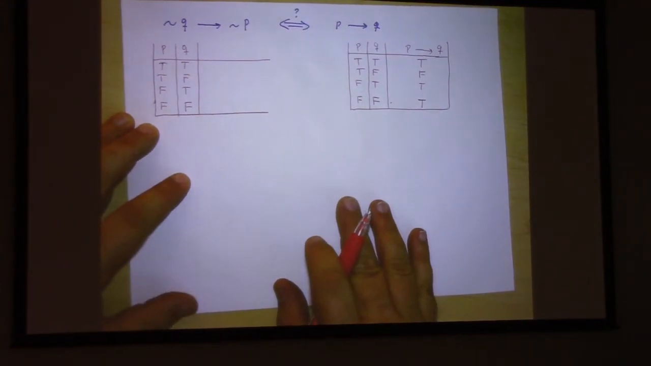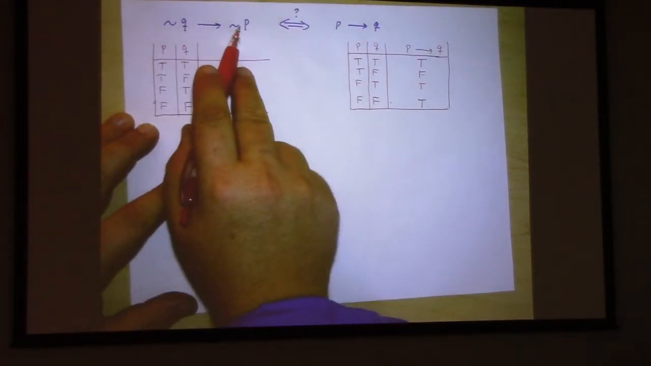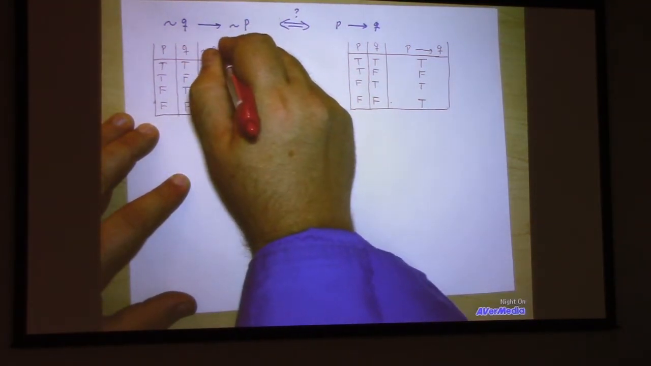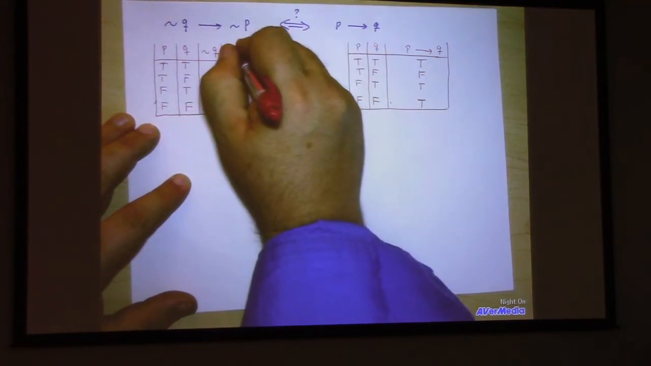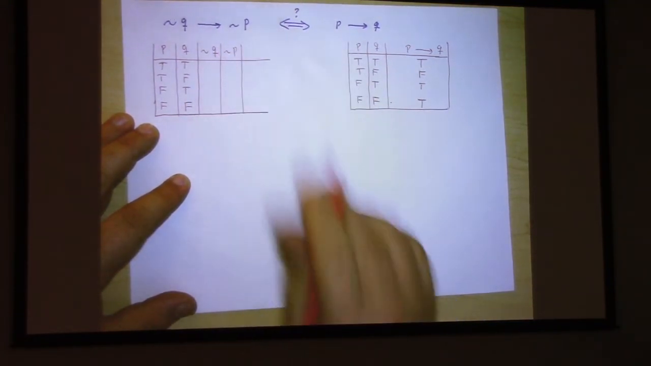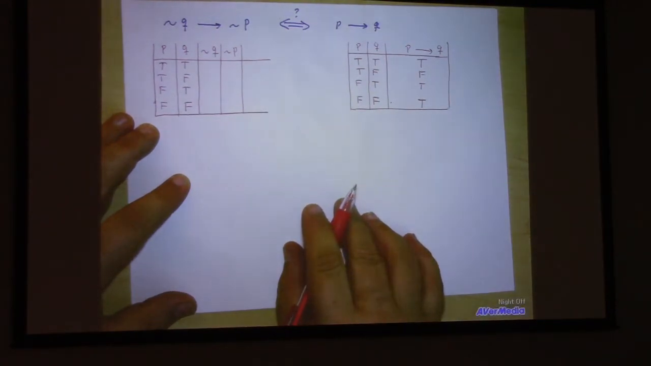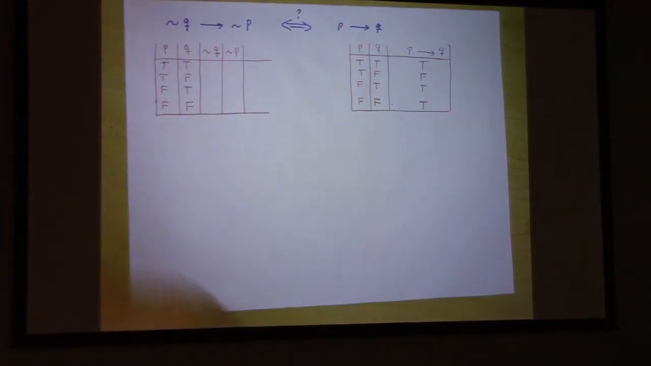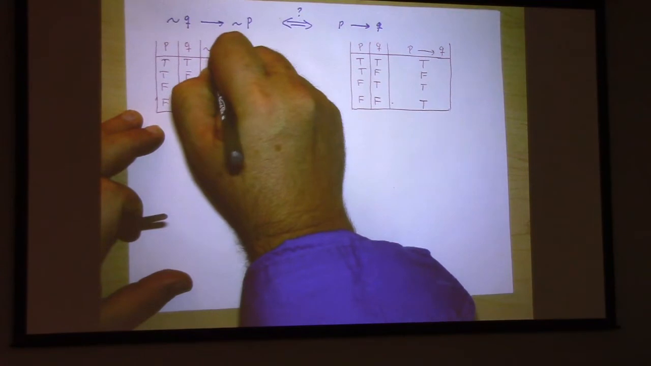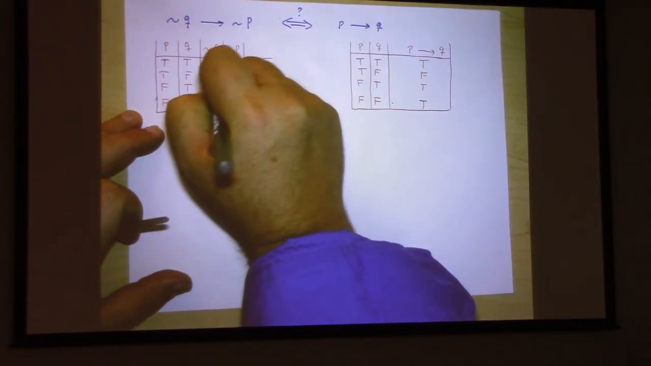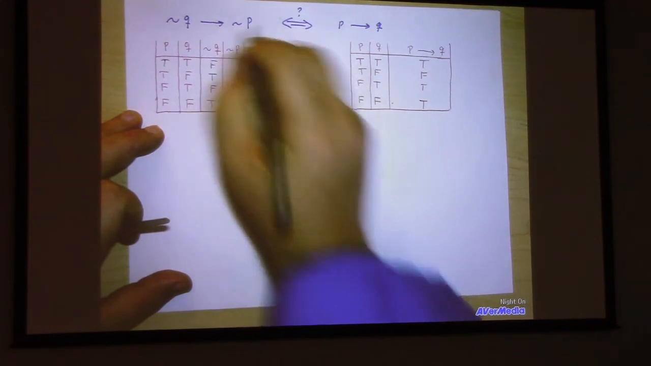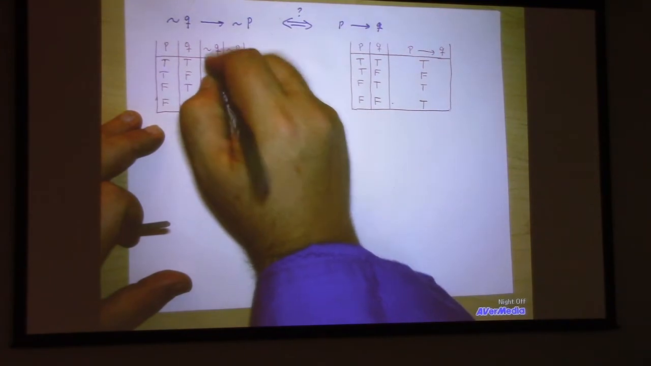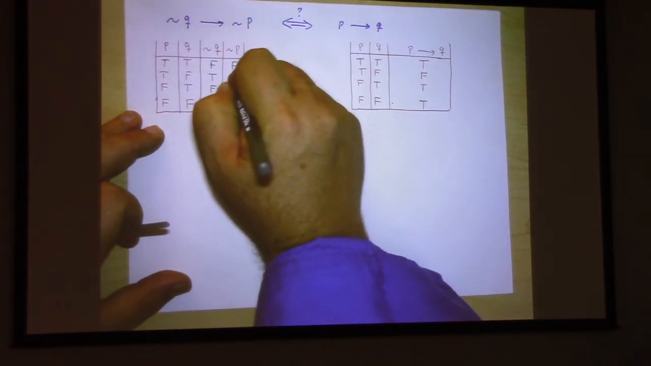All right, so I want to do not Q implies not P. So I need a not Q column, and I would like a not P column. You guys tell me what goes in the not Q column. False, true. Very good. So that's based on the Q column, right? And how about the not P column? False, false, true, true. That is correct.